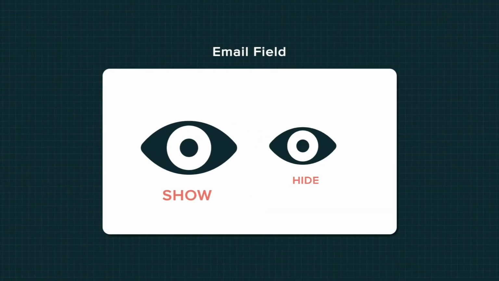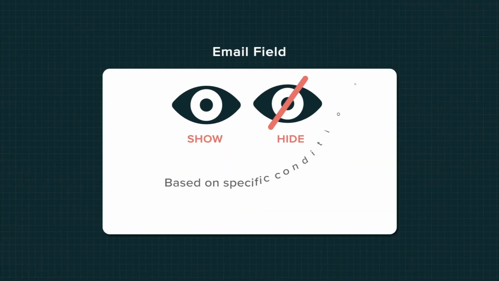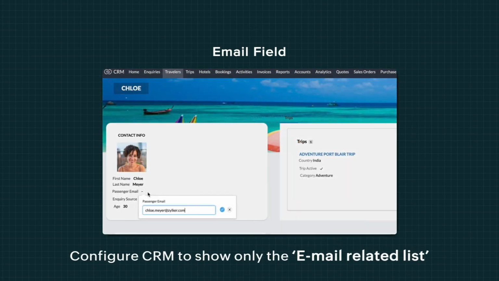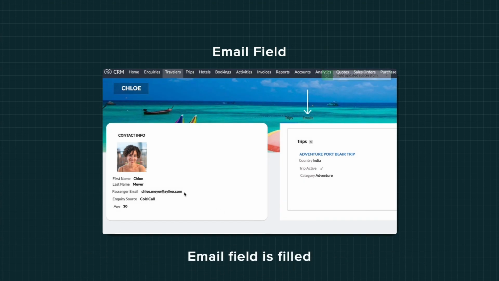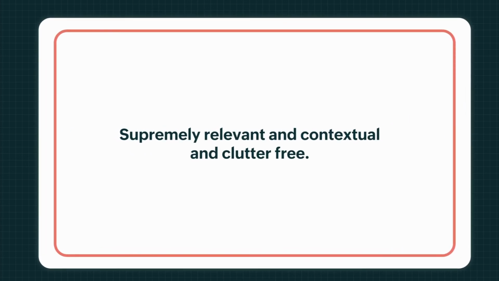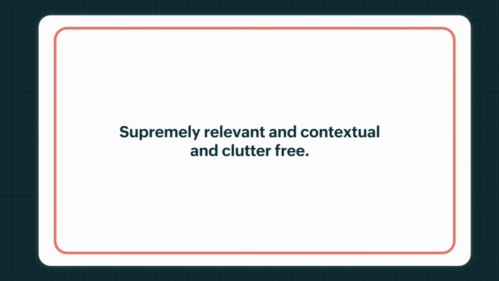You can also show or hide relevant components based on specific conditions. For instance, you can program CRM to show email-related list only when the email field is filled. If it's empty, the email-related list remains hidden. This way, you will keep the details page supremely relevant and contextual, and clutter-free.